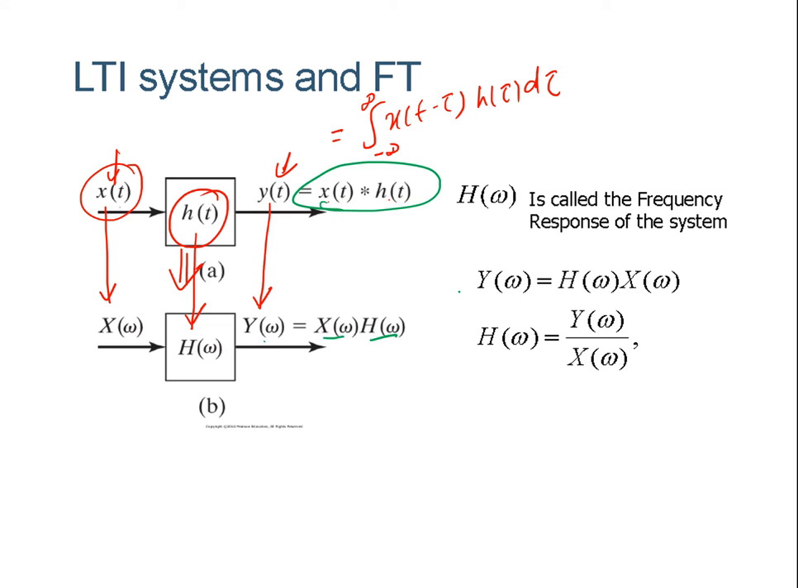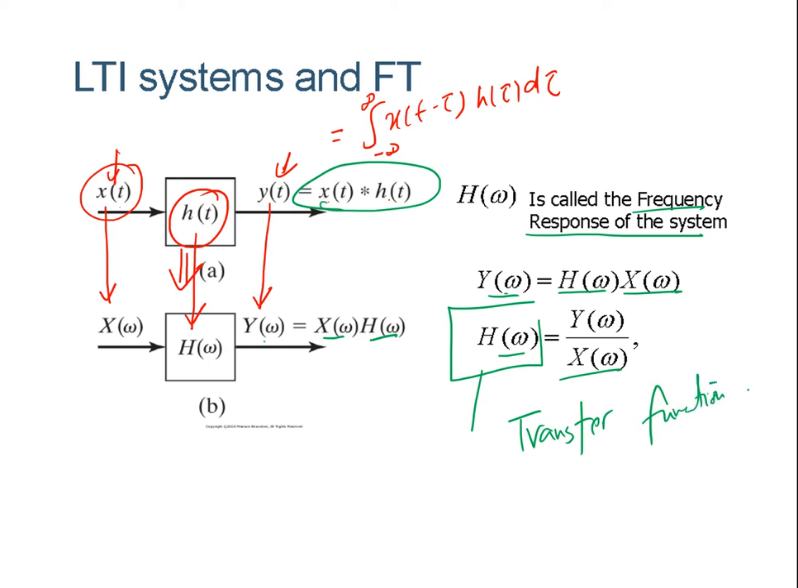So basically the output is Y of omega in the frequency domain. The output is H of omega times X of omega, or H of omega is Y of omega divided by X of omega. This is called the frequency response of the system, or the transfer function of the system. So the transfer function of the system is what? The ratio of the output over input.